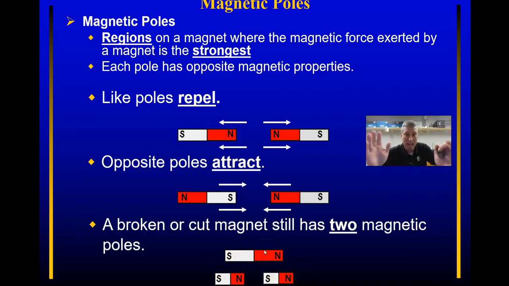When you break that magnet, each piece that is separated now has its own north and south pole. So now, instead of having one magnet with one north and one south, you now have two magnets, each with a north and south. And if you bring the two north poles together, they're going to push apart. And likewise, if you bring the opposite poles, they're going to attract. Thought that was pretty cool.